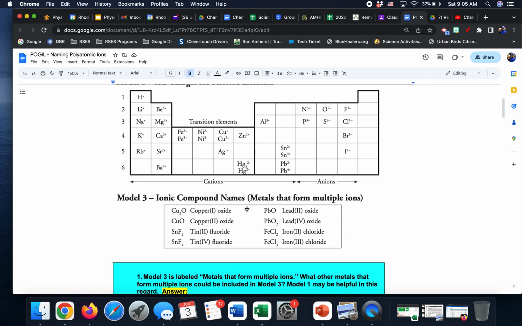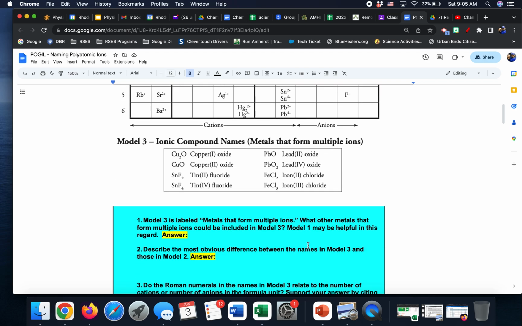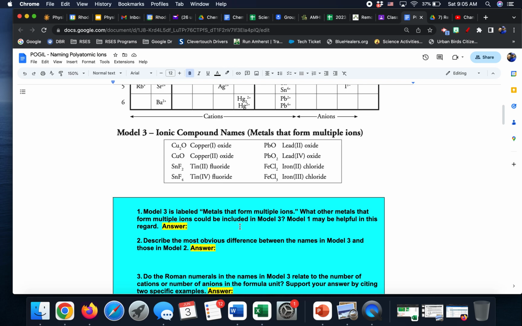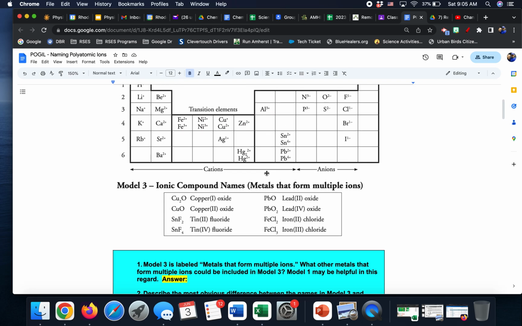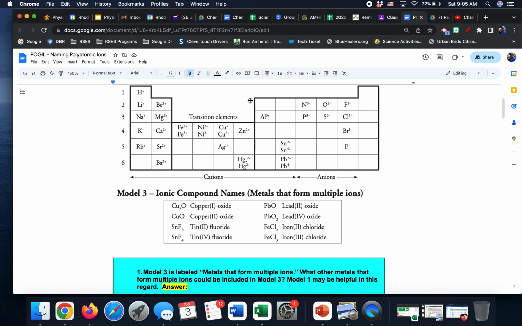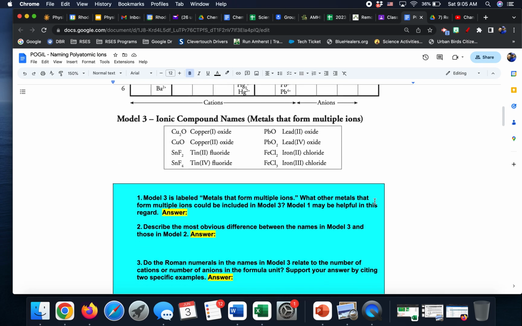All right, Model 3 here has some names for metals that form more than one ion. Copper 1, oxide 2, tin 2, tin IV is 4, and iron 3 lines there. So in this model right here, it says metals that form multiple ions. What other metals form multiple ions other than copper, tin, lead, and iron? So you're going to look up here in this table for any of the elements that have more than one charge. So it has more than one plus or negative available to it.